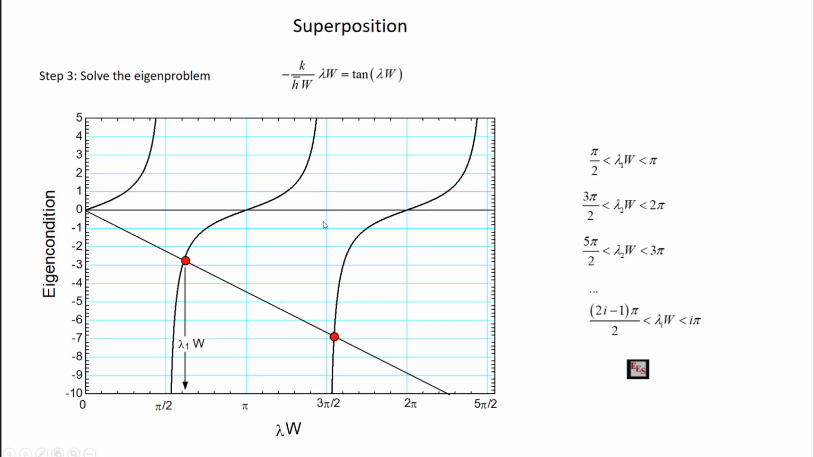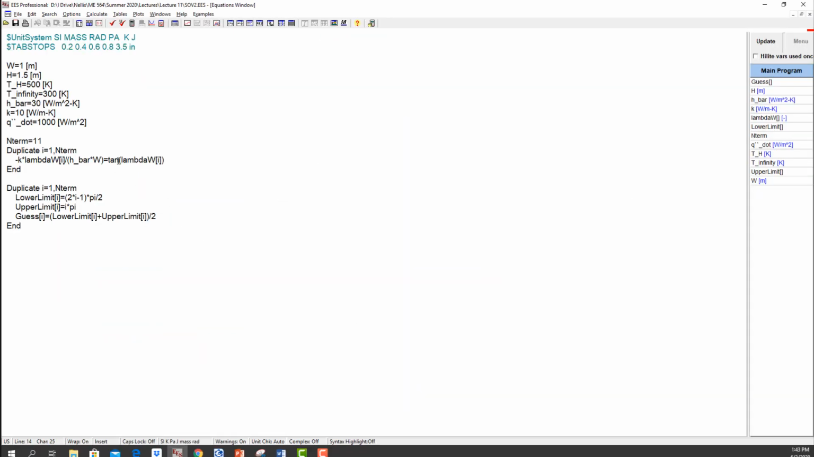Exactly equal to this condition right here. So I'm trying to find the roots of this, and of course EES is good at solving implicit equations, so I can just program it as it stands here, and that's what I've done here, right?